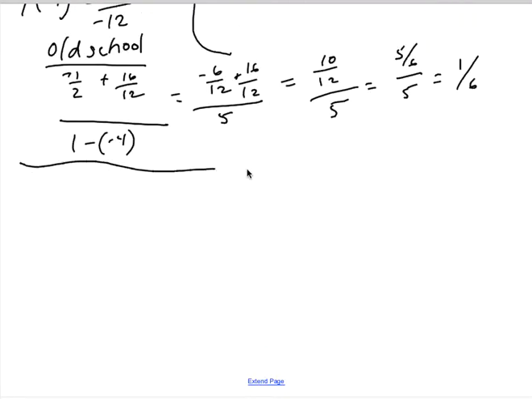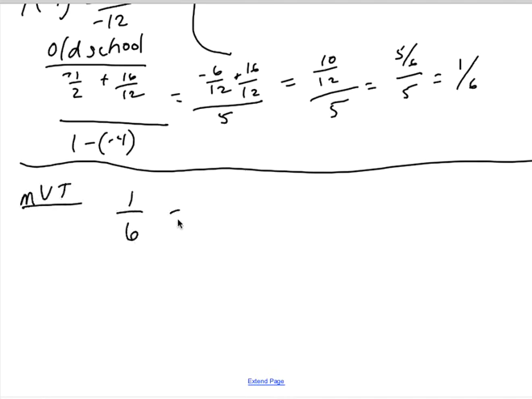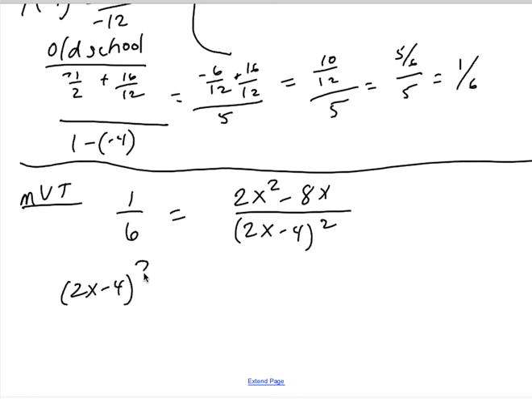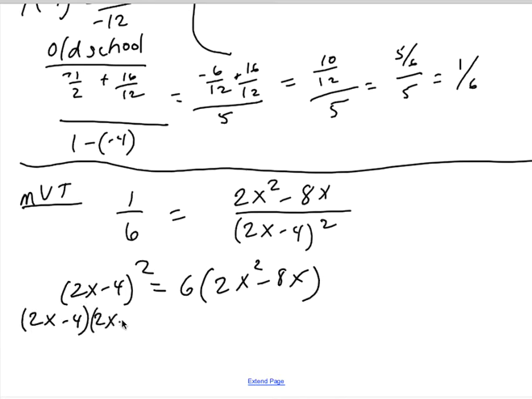So we're going to go ahead and set this thing, as ugly as it is. So now, to use the MVT, I'm going to say that the old school slope, 1/6, is equal to 2x squared minus 8x over this 2x minus 4 quantity squared. Okay. So I'm going to cross multiply and get 2x minus 4 quantity squared equals a 6 times this ugly binomial, right? I'm going to need to FOIL this out. Please don't just try to make both of these terms squared.